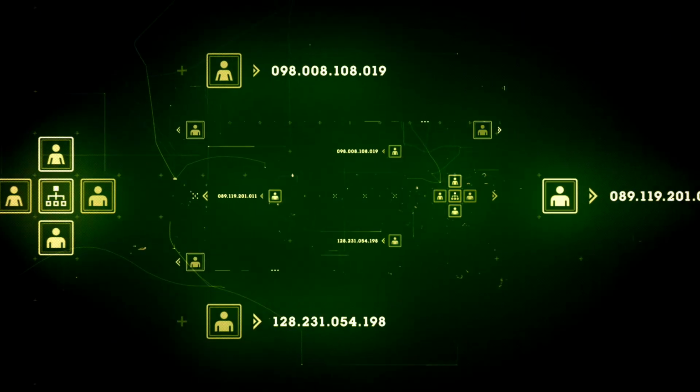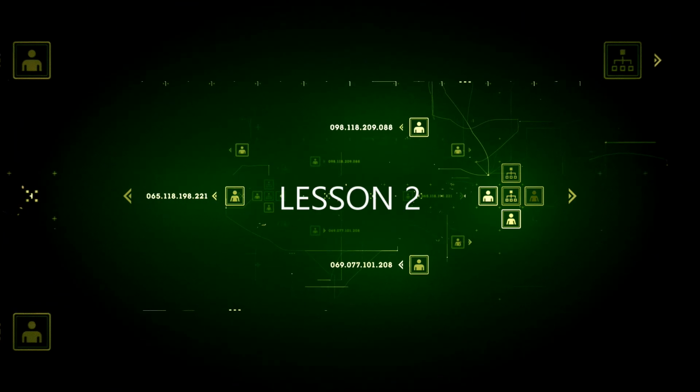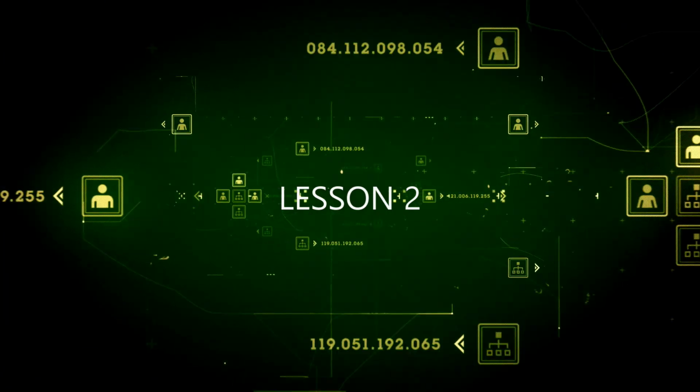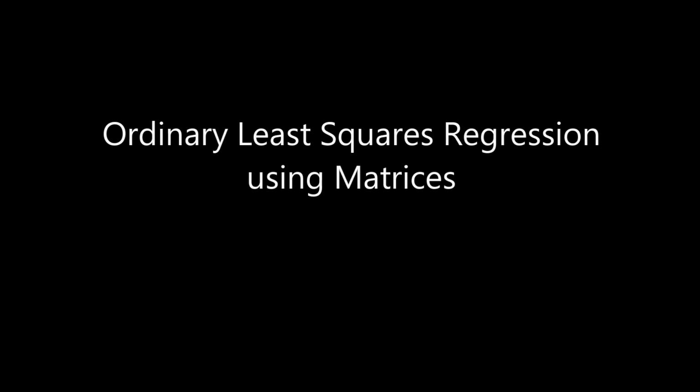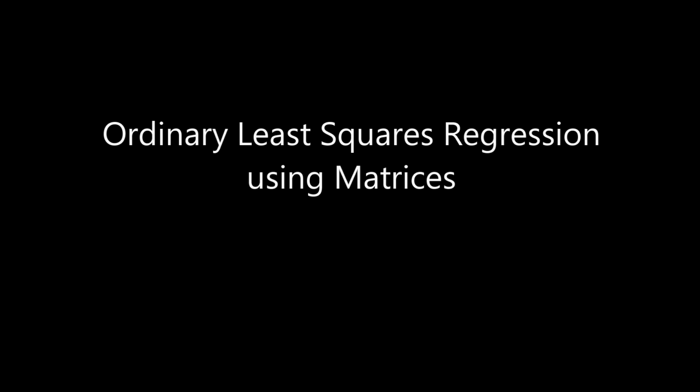Welcome to Lesson 2 of our Matrix courses for use in data science. Today you'll learn how to do supervised learning models using ordinary least squares, or OLS, regression, using matrix operations to calculate the constants A and B of a bivariate, or two-variable, linear regression model in an Excel environment. Are you ready? Great, let's get going.